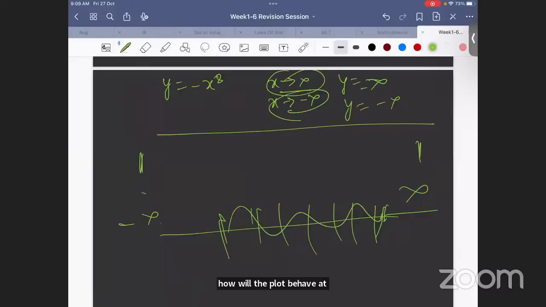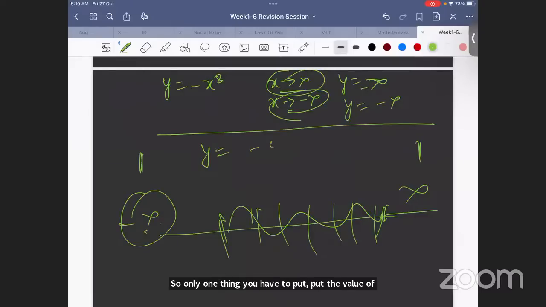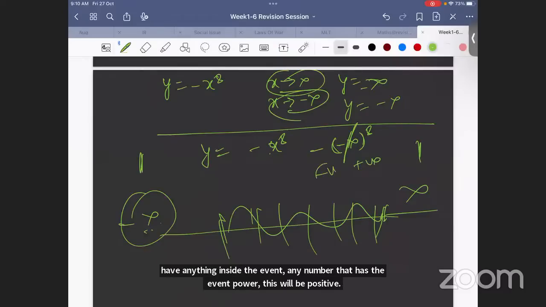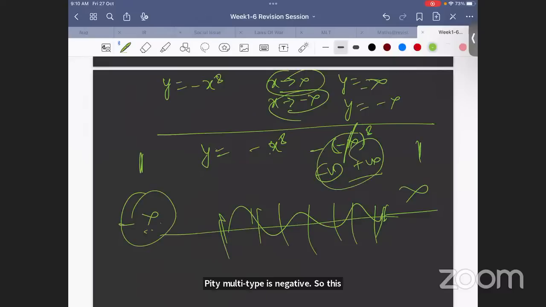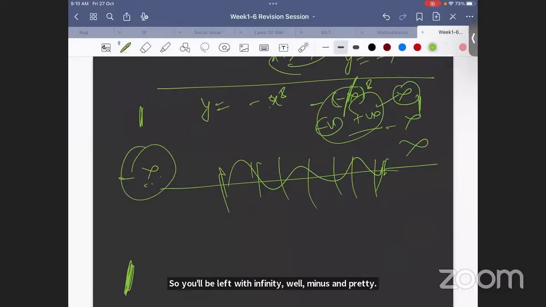So only one thing you have to do: put the value of minus infinity in the equation. If you have an equation something like this, minus 8x^8, put the value of minus infinity here, right? Minus of minus infinity to the power 8. Any number that has an even power, this will be positive. Positive multiplied with negative will be negative, and negative with a very huge number, because you are doing infinity to the power 8. So it is a very huge number. So you will be left with minus infinity. Okay. So at minus infinity, your y value is minus infinity. So it starts from here.